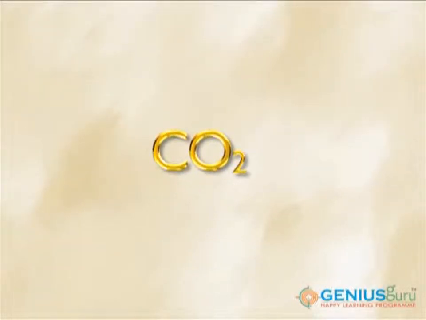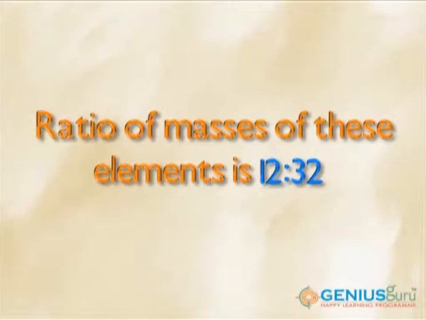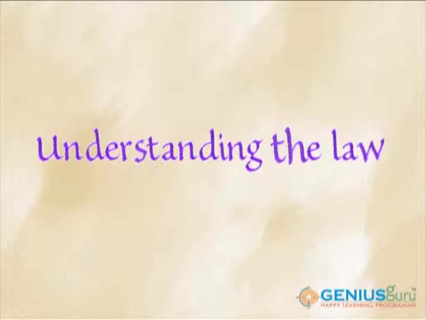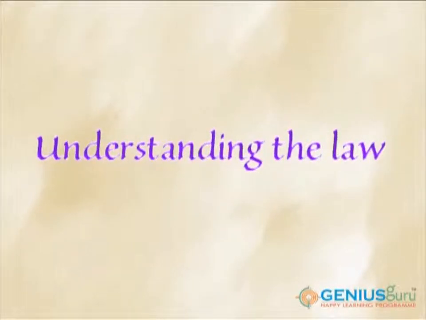So whatever the method we have used to prepare it, the carbon dioxide will have the ratio of the masses as 12:32. So this ratio is satisfied whatever the chemical reaction, or if it is possible to obtain the carbon dioxide by any other way, the ratio of the masses of these 2 elements is the same. So this can be best understood using the following problem.